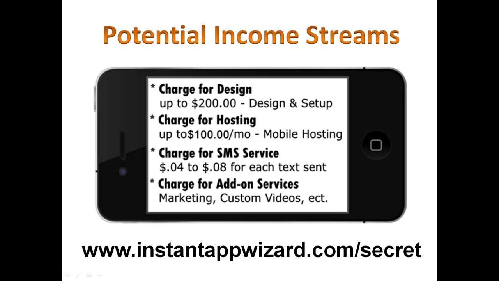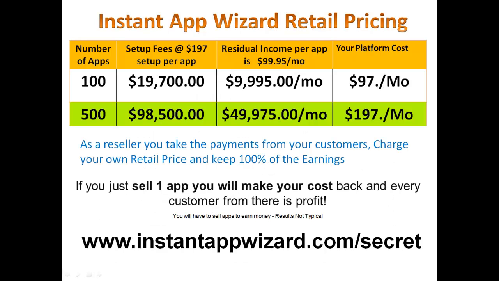You're going to charge for the SMS service, anywhere from 4 to 8 cents for each text sent. Charge for the add-on services, the marketing, the custom videos, the reputation management, the Foursquare lead generation system to help people set up their Foursquare programs. All of this information, all these things, you're able to put a price on and go out and sell.